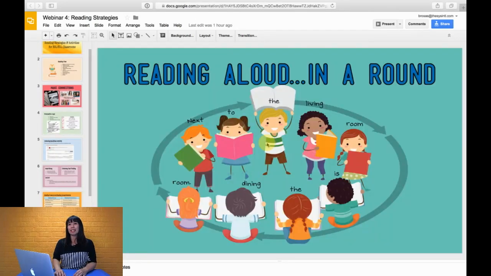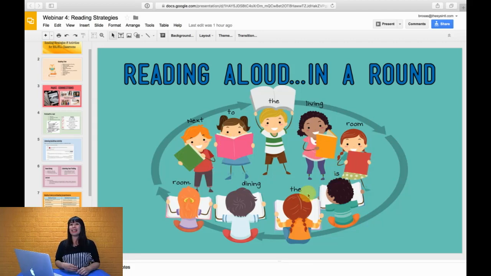So what happens here is reading aloud in a round. You have maybe your whole class doing this, or you have your audience, and the idea is that one group goes up, they each read a word. So at the low level, you're obviously going to do one word, the next person does a word, and so on and so forth. For example, you have next student says to the living room, and then it goes in a circle. So this is just for fun.